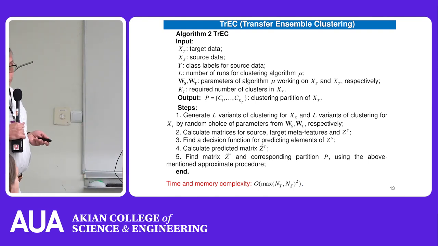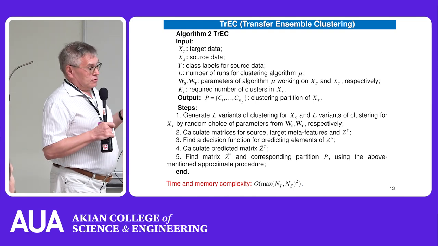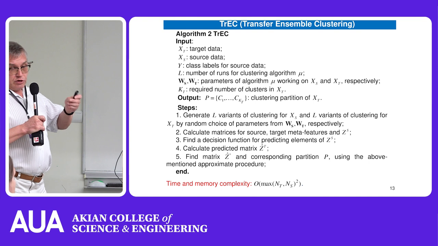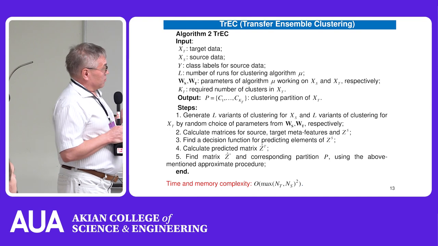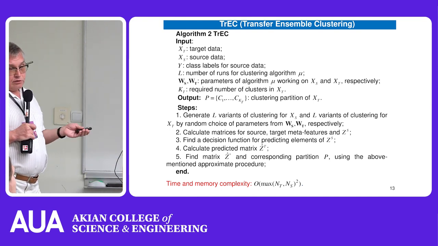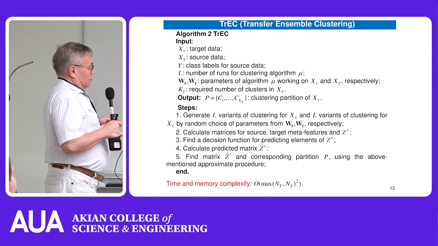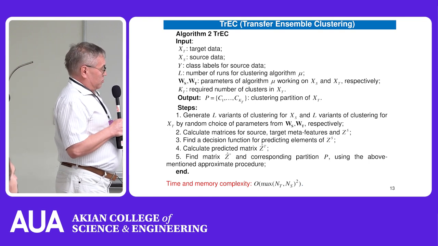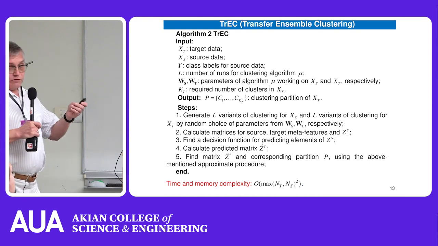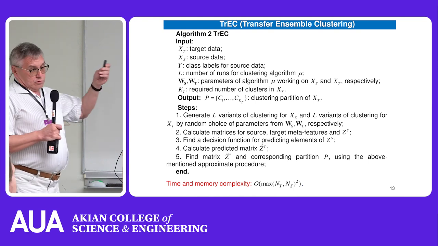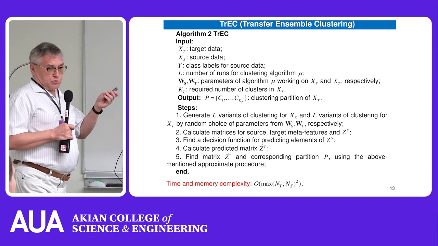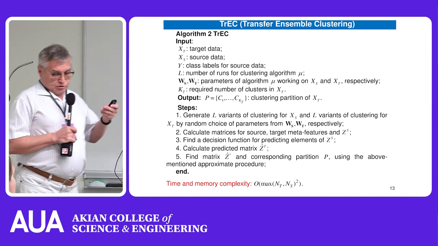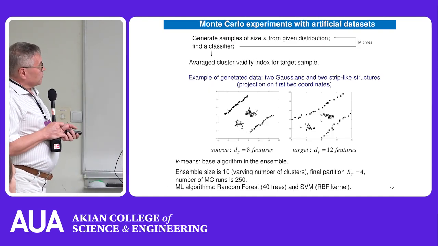Unfortunately, time and memory complexity is of quadratic order, because we need to consider all pairs of elements, but it can be improved because we can use methods such as stochastic gradient. Using this method, it's possible to consider only part of the data, not all pairs of data points, using subsamples, and this can reduce memory.